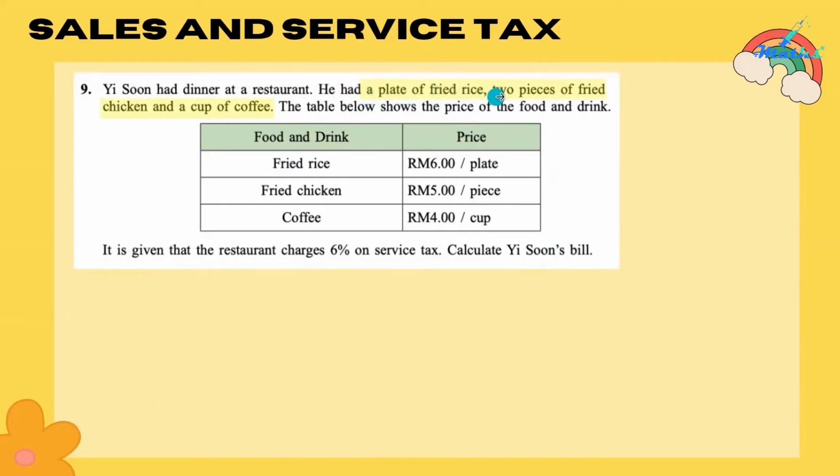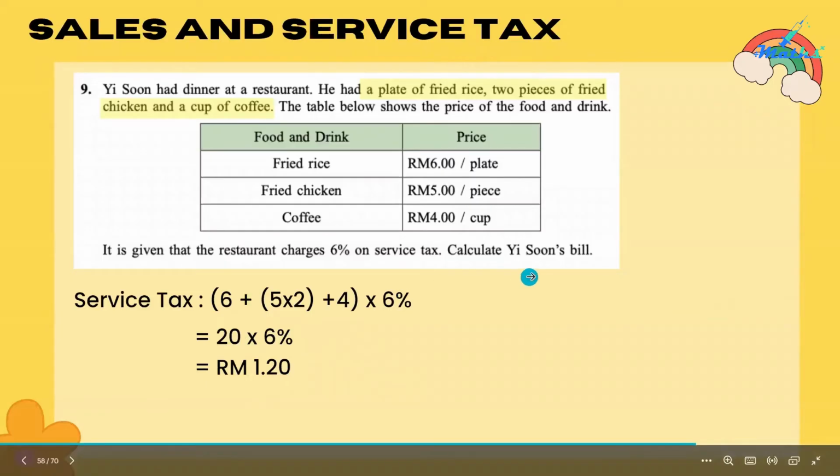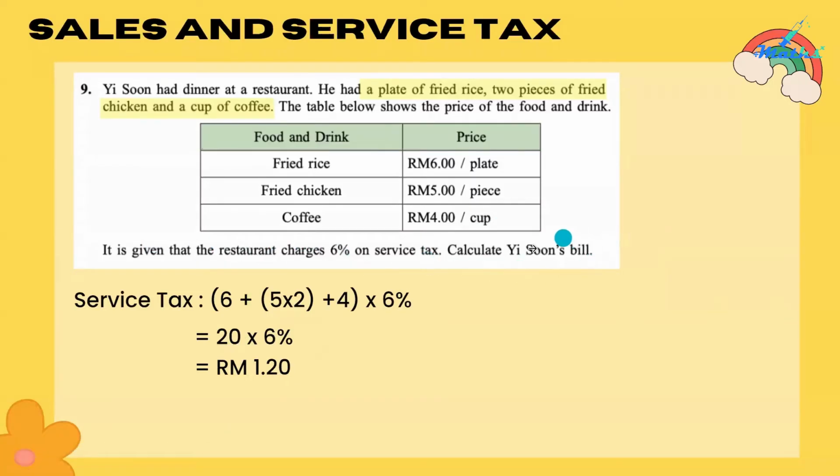So we got one fried rice, two fried chicken, and one coffee. So 6 plus 5 times 2, which is the two fried chicken, and plus 4, which is one coffee, and all of it times 6%. Which is 1.2. This is the service tax. And the question told us to calculate Yusun's bill. So the bill is the total plus 1.2. So Yusun's bill will be 21 ringgit and 20 cents.